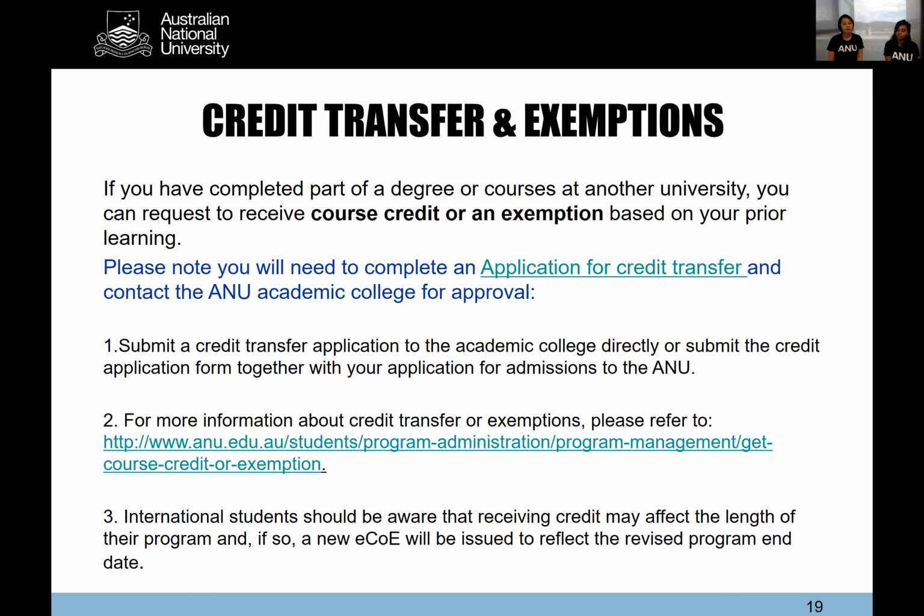If you wish to be considered for credit, you must submit a credit transfer application form. The form can be sent to the academic college directly or provided to us together with your application form for admission to ANU. Please note your credit application is assessed on a case-by-case basis by the academic college, so it may not be finalized until the acceptance or enrollment time. International students should be aware also that receiving credit may affect the duration of your program of study. If so, a new ECOE will be issued to reflect the revised program duration.